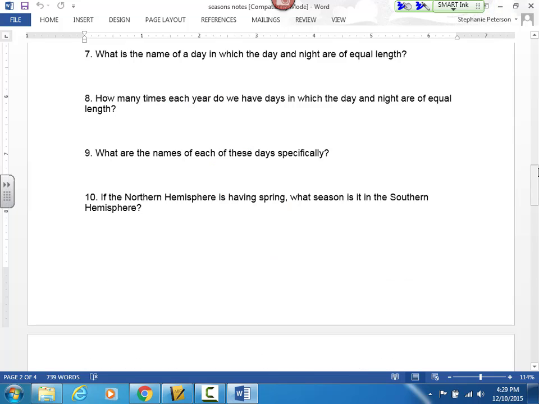Number 7, what is the name of a day in which the day and night are of equal length? That would be called an equinox. When days are equal, we have an equinox. Day and night are equal. How many times each year do we have days where the day and night are of equal length? That would be 2. What are the names of these days specifically? The vernal equinox and the autumnal equinox.